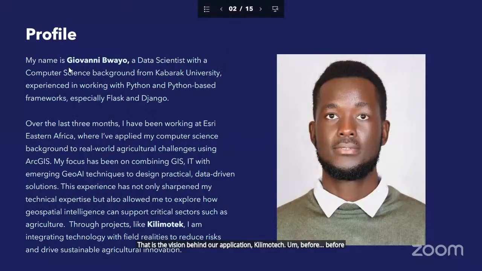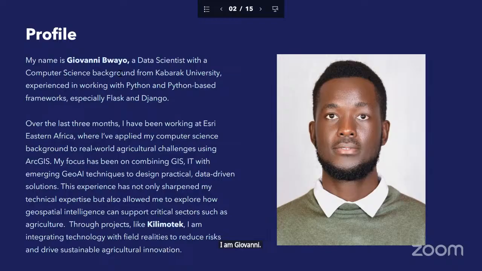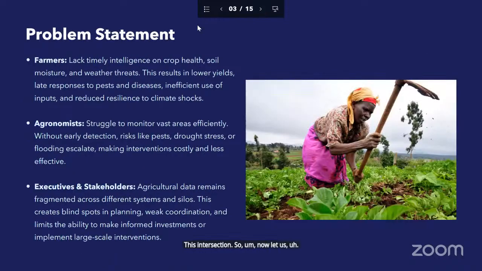Before diving into what the project did, I'd like to explain a little bit about myself. I am Giovanni Buoyo, a data scientist with a computer science background and experience in working with Python and Python-based frameworks. Over the last 3 months, I've been at Esri. I'm deeply grateful for the internship opportunity where I've been able to apply my skills in combining GIS and IT and coming up with solutions around this intersection. So now let us dive into the problem statement.